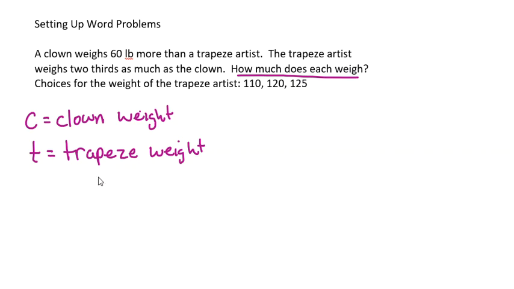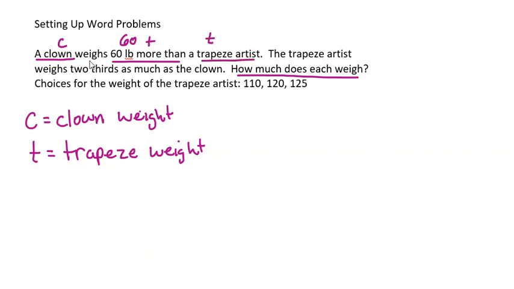Okay, now that I have my variables, then I can do what we've been doing for a while now, which is to translate these sentences into math expressions, algebra expressions. So, for example, we'll start here at the top. First one, a clown weighs 60 pounds more than, so that's 60 plus, more than what? A trapeze artist, that's T.